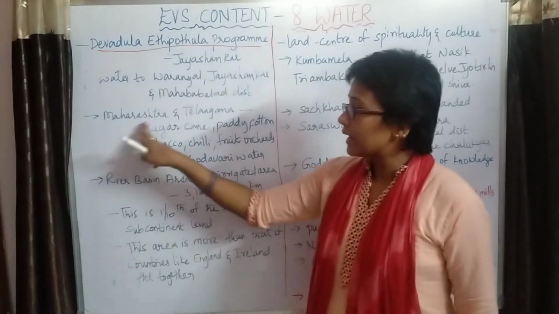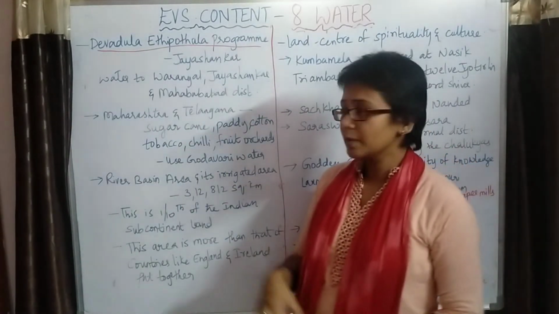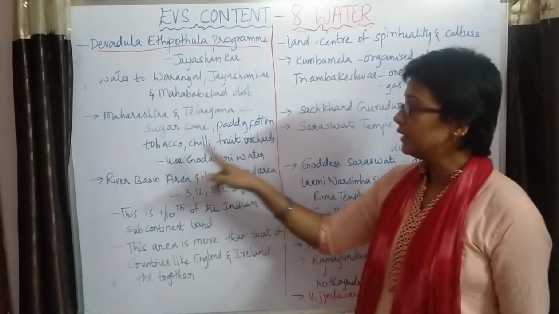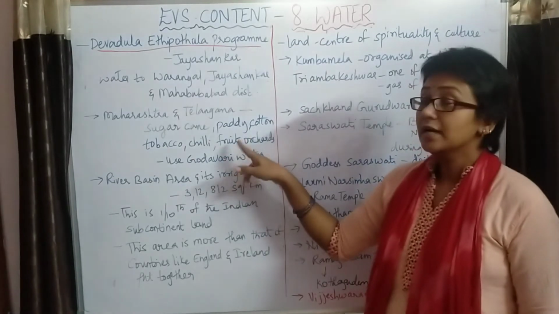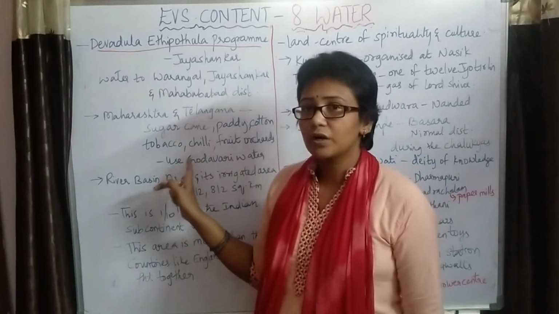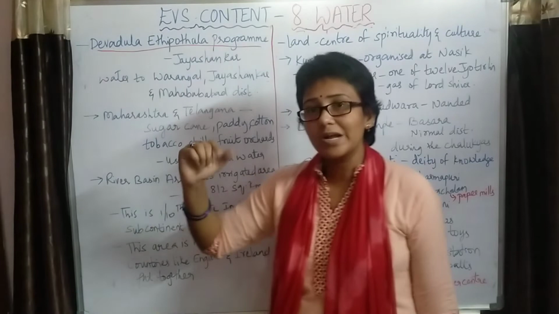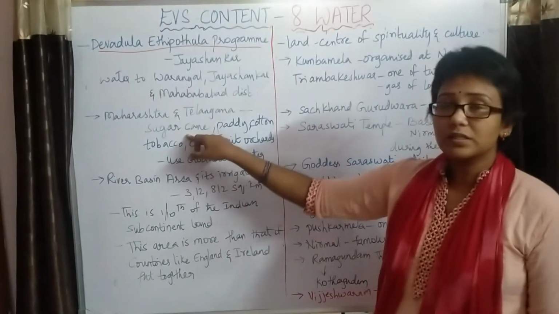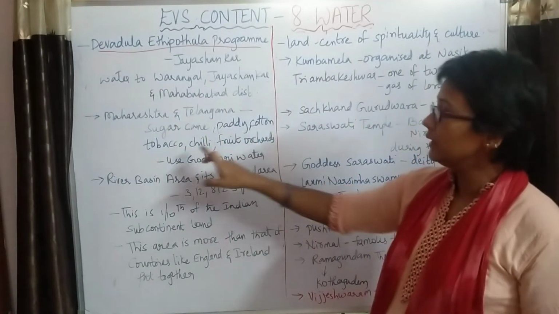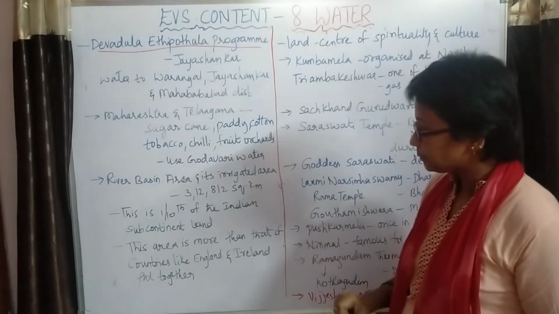Next, in Maharashtra and Telangana, Godavari water is used for cultivation of crops like sugarcane, paddy, cotton, tobacco, chili and fruit orchards.